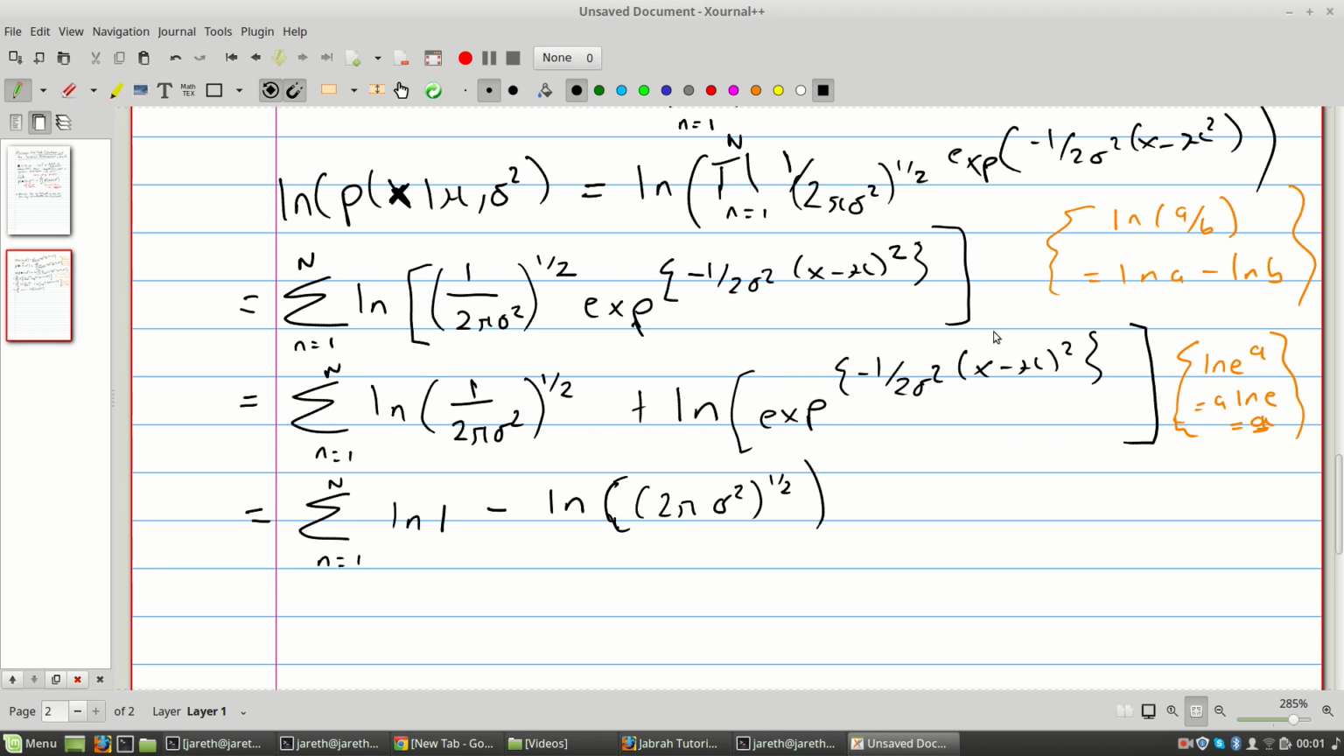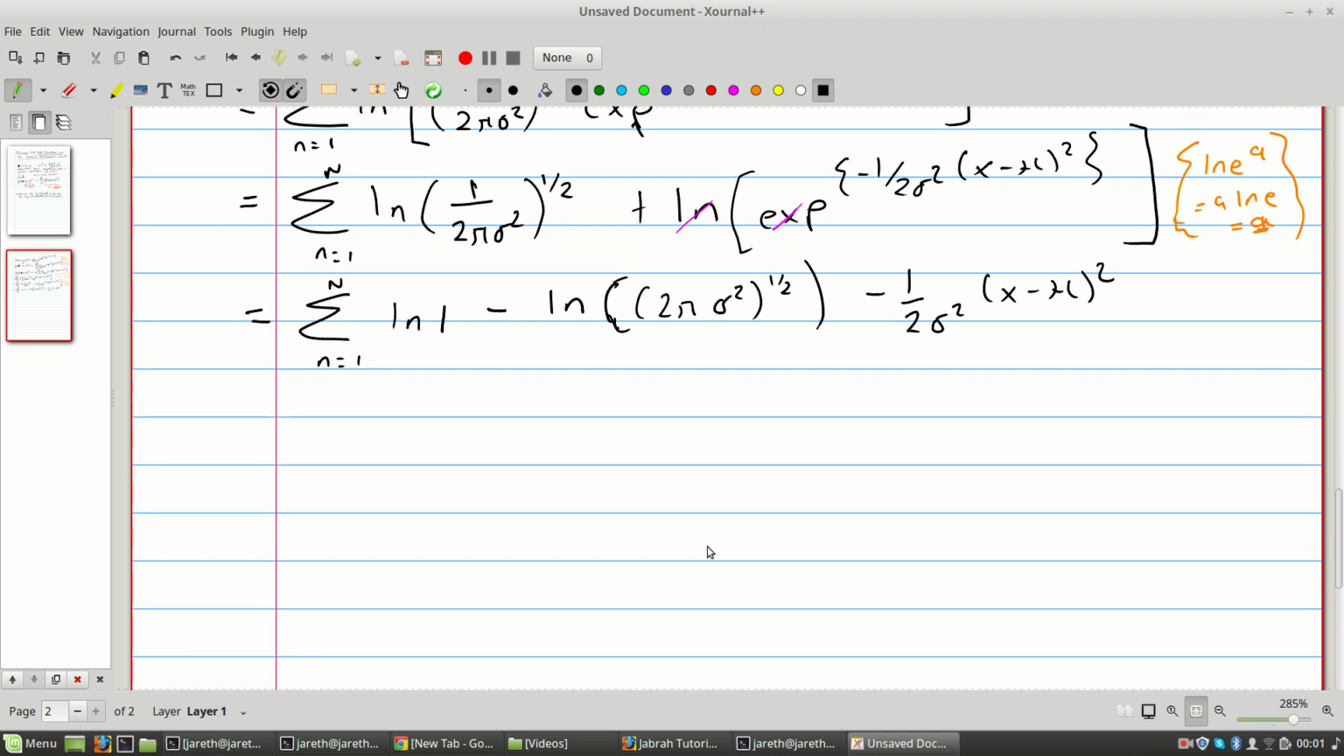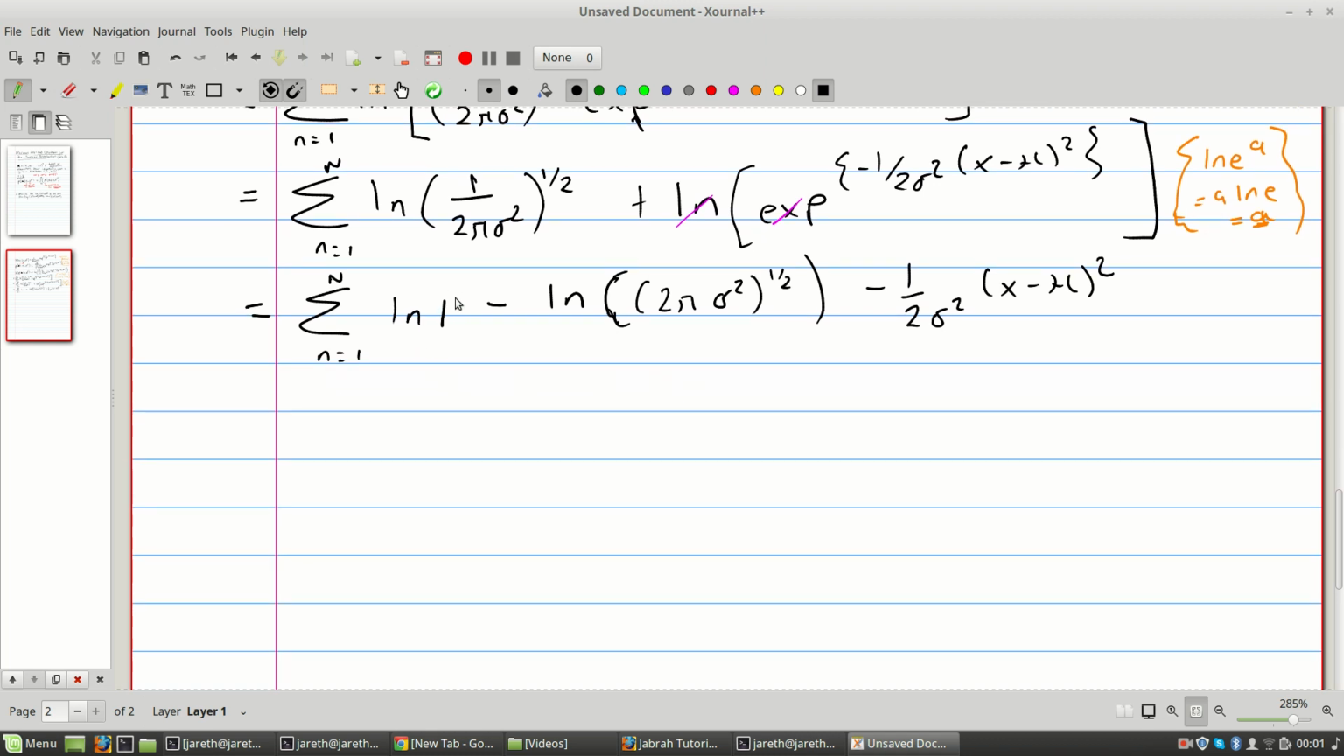So ln of the exponent of this should actually just give us minus 1 over 2 sigma squared, x minus mu squared, because this and this cancel out, essentially. That's the idea here. Okay, so let's keep going. ln 1 is 0, so let's cancel this out. So what are we left with in this case? We are left with the summation from n equals 1 up to n.